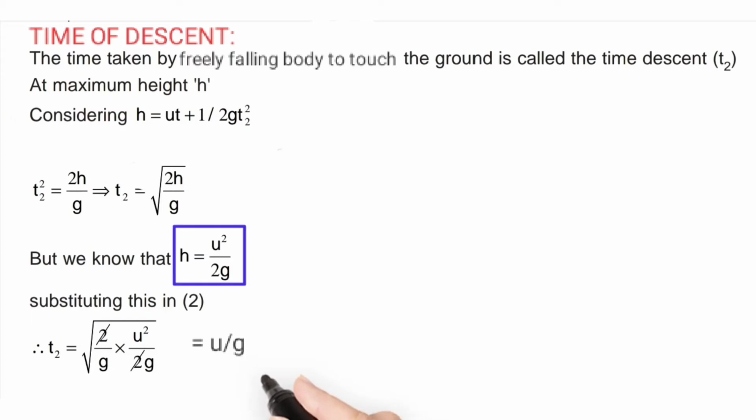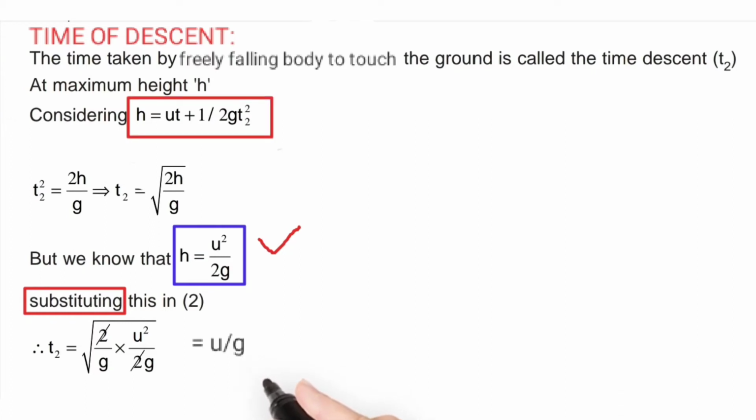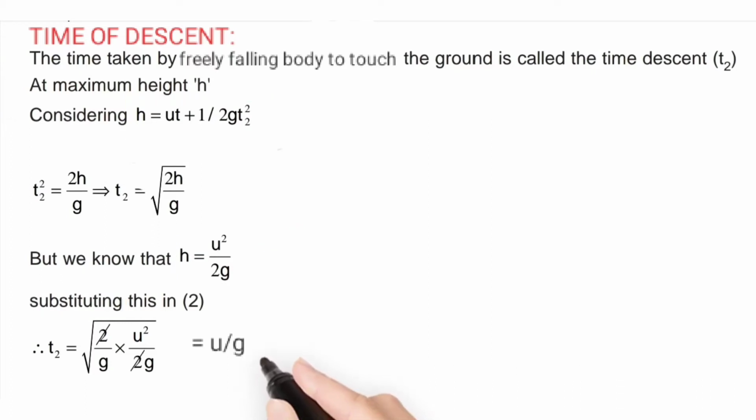But h is equal to u square by 2g. Now substitute this in the above equation. Then we will get t2 is equal to u by g.